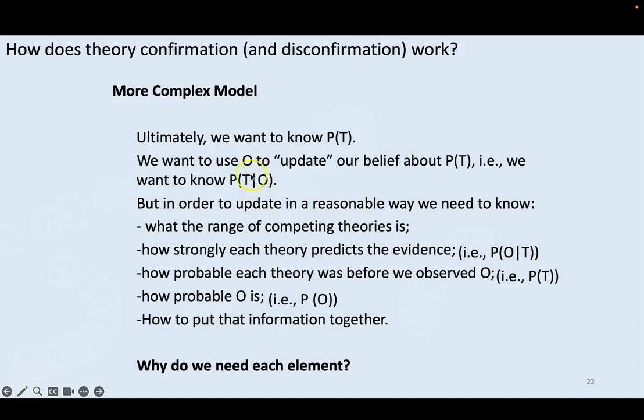And we suggested that this thing will be at least partly a function of these three things. That is, if you want to know the probability of a theory given an observation, to help you know that, you can use the probability of the observation given the theory, which is how strongly the theory predicts the evidence, the probability of the theory independent of the observation, which is the prior probability of the theory, and how probable the observation is. Okay? So why are each of these things important? That is, why do these things affect this one?